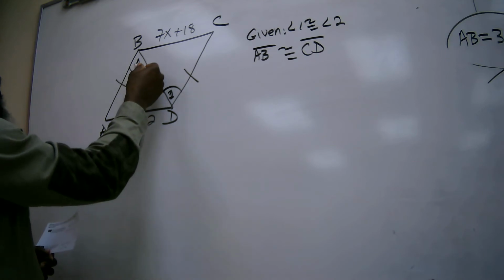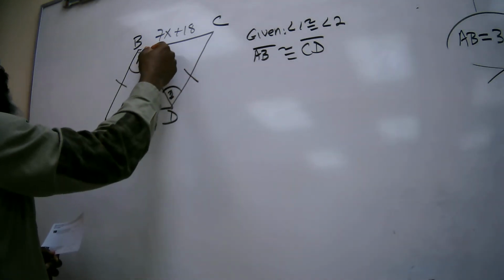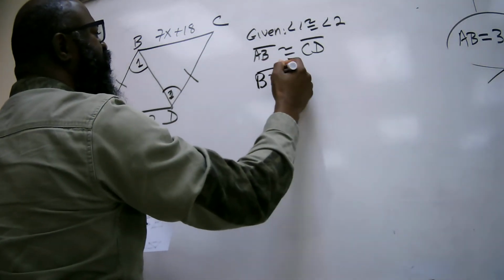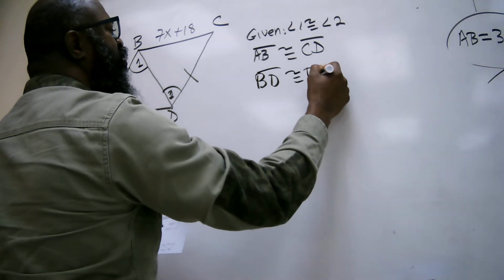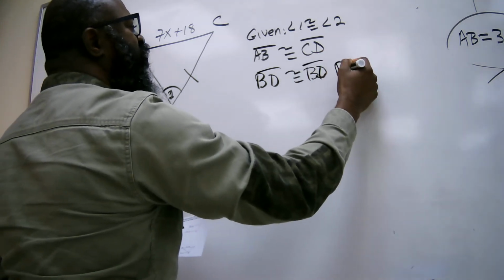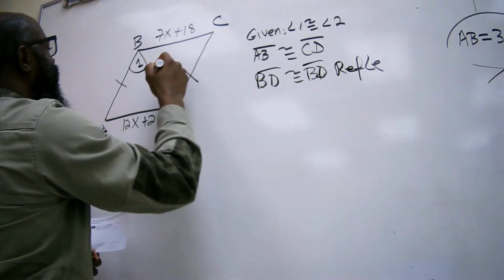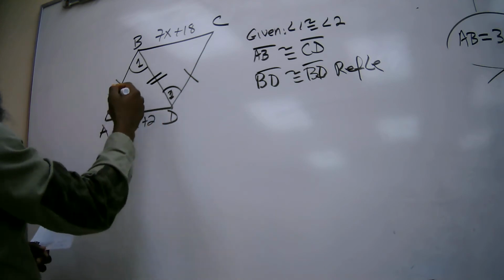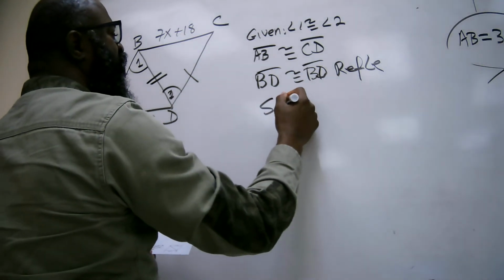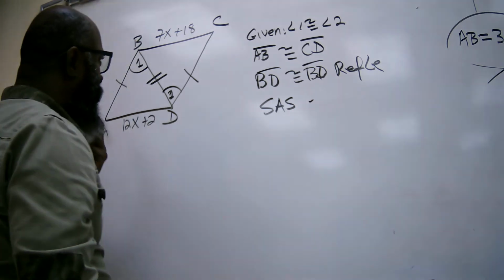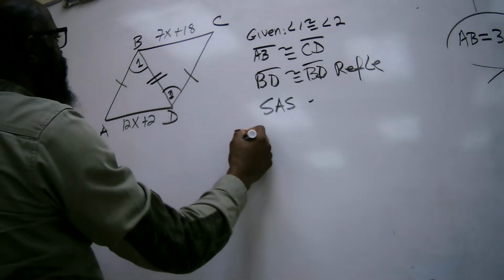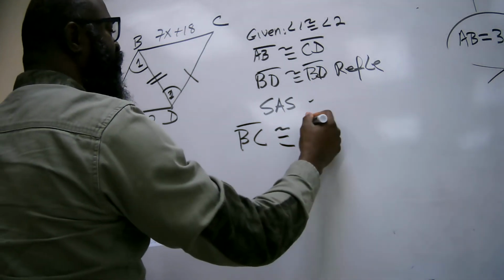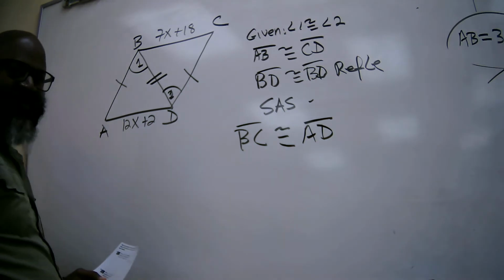This is side, angle. Therefore, BD is equal to BD. You'll have to say BD is equal to BD by the reflexive property of congruence. Therefore, those two triangles will be congruent by side, angle, side. Then they are congruent. Then we can conclude that BC is congruent to AD by corresponding parts, by CPCTC.